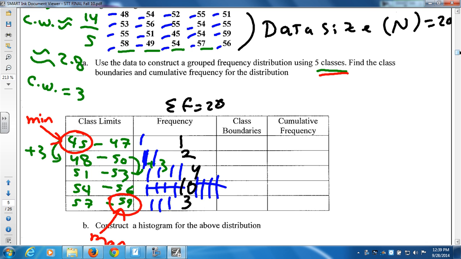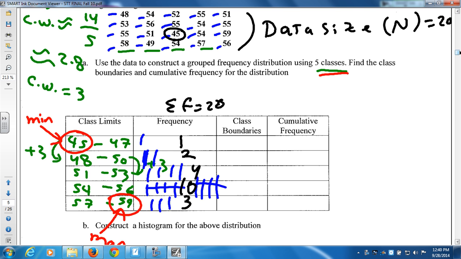Okay? So the first one should be 1. Why? I have only 45. Do I have another thing? There's only 45 there. There is no other 45 or 46 or 47. Do you see any other 45, 46, 47 in the data? No. So it's only one value, right?